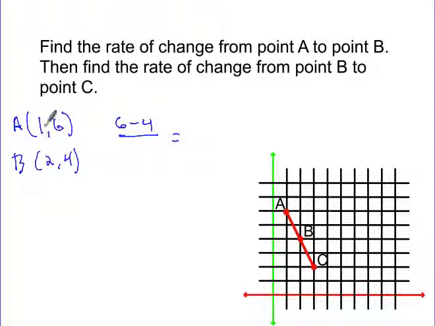6 minus 4 over 1 minus 2. Good catch there. 6 minus 4 is 2. 1 minus 2 is negative 1. All right, so the slope then, or sorry, I keep saying slope. The rate of change would be negative 2.